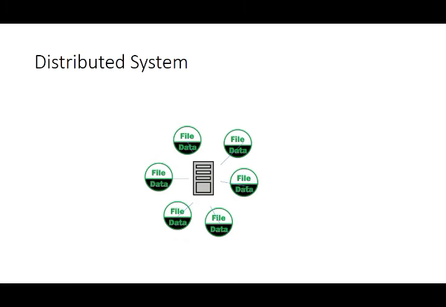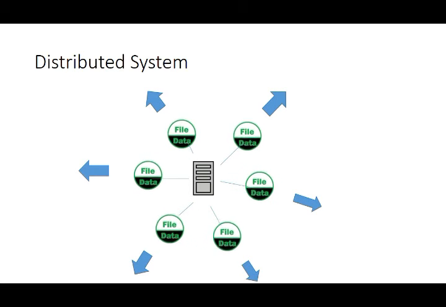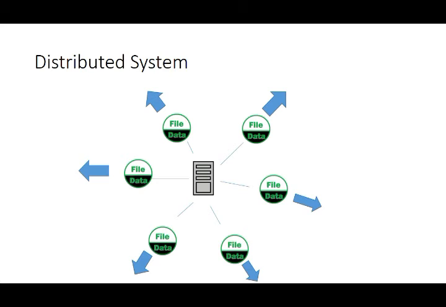The second method is through the distributive method. The source of the file distributes copies of the file to the network. Any system that is connected to the network could access the copies.